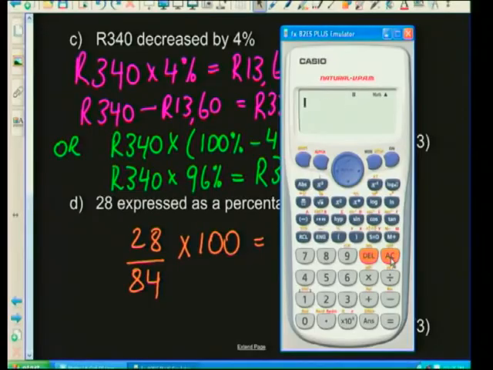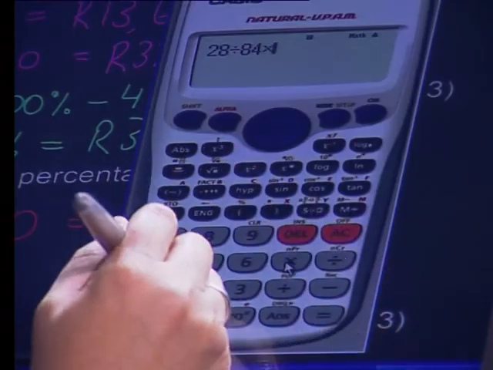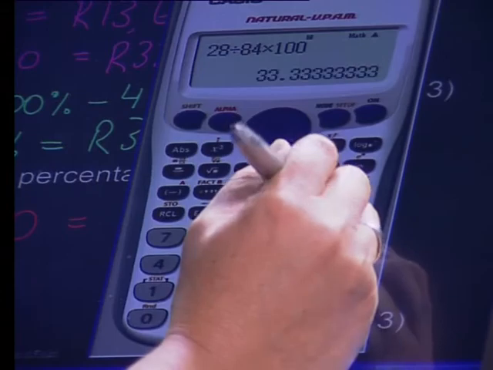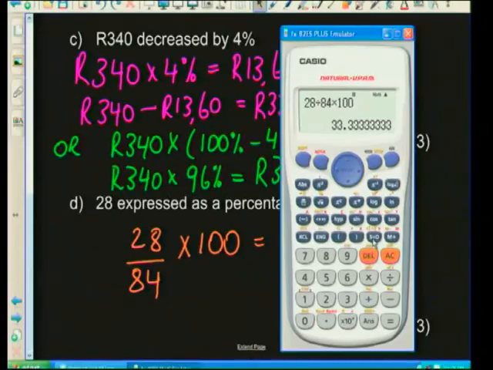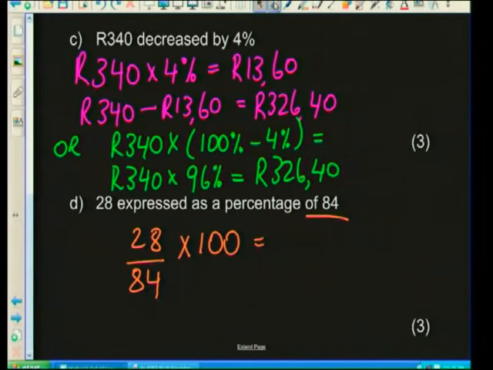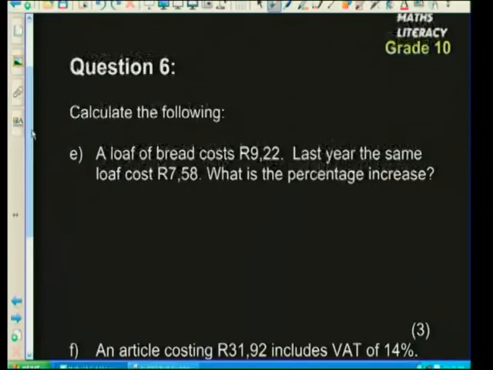Okay? That calculation is 28 divided by 84 times 100, and we see that it is 33,33%. I've rounded to 2 decimal places because most of the time it tells you to round to 2 decimal places. So unless they tell you otherwise, just go with 2 decimal places. It'll make sense. Let's see what our next question is.